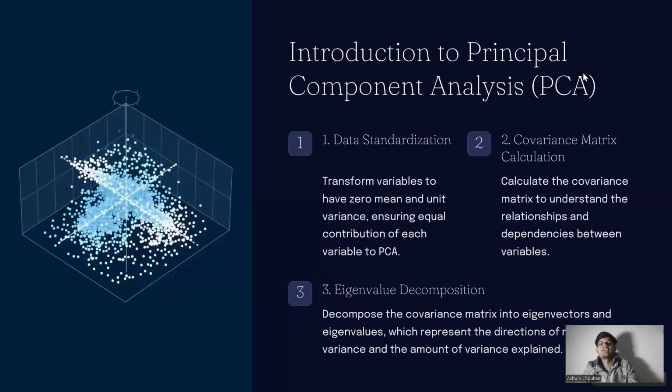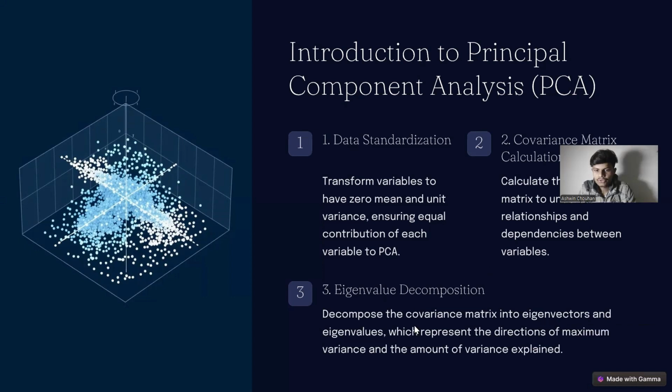Now let's discuss the introduction to principal component analysis (PCA). Data standardization. Transform variables to have zero mean and unit variance, ensuring equal contribution of each variable to PCA. Covariance matrix calculation. Calculate the covariance matrix to understand the relationship and dependency between variables. Eigenvalue decomposition. Decompose the covariance matrix into eigenvectors and eigenvalues, which represent the direction of maximum variation and the amount of variation explained.